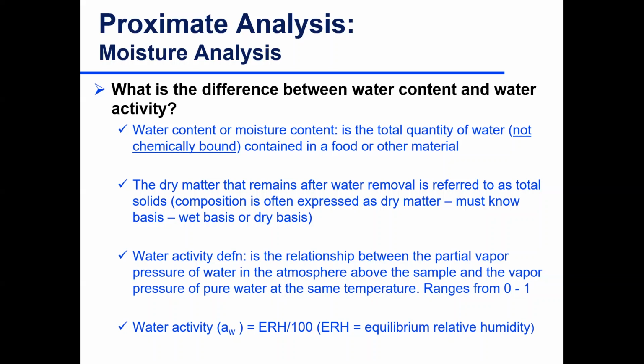And this is an equation that's typically abbreviated as Aw, equilibrium relative humidity divided by 100. So it's basically the relative humidity of a sample at that temperature.